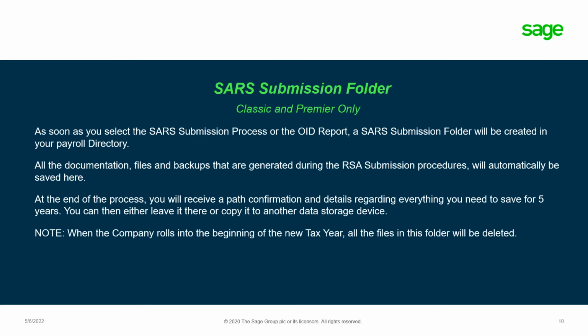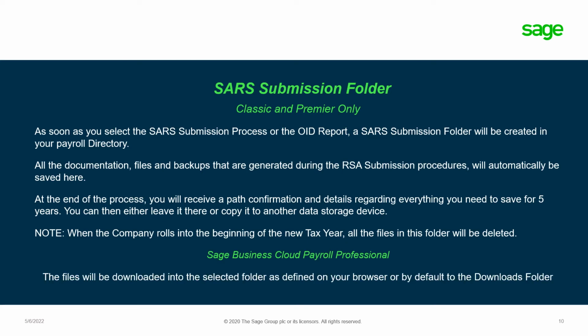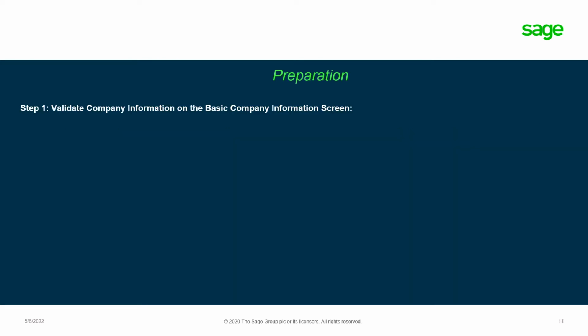When a company rolls into the beginning of a new tax year, all the files in this folder will be deleted. Please take note not to roll over your copy system or tax year end instance. For Sage Business Cloud Payroll Professional, the files will be downloaded into the selected folder as defined on your browser or by default to the Downloads folder. Let's move to the preparation. Step 1 of the preparation phase will be to validate company information on the basic company information screen.